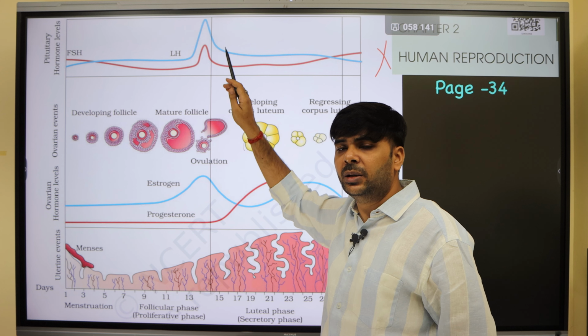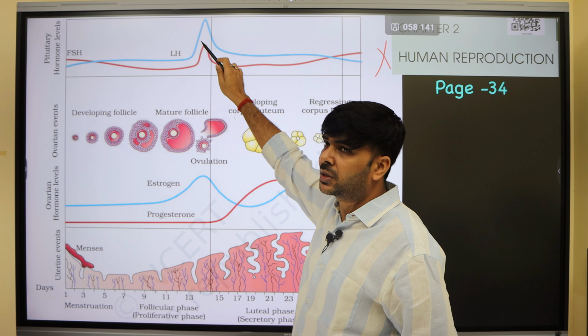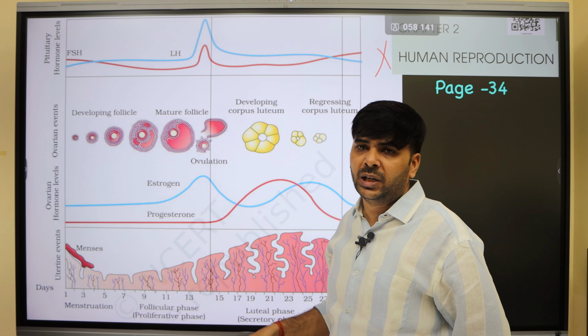Due to the LH surge there will be ovulation. Due to estrogen positive feedback there is the LH surge, and due to the LH surge there is ovulation, and showing all of it going on simultaneously is wrong.